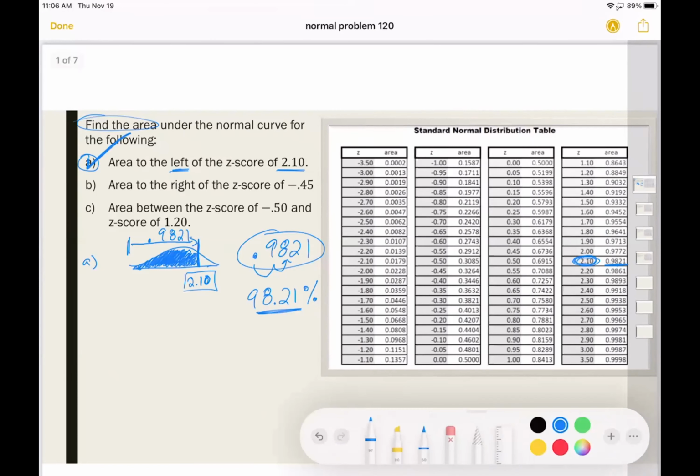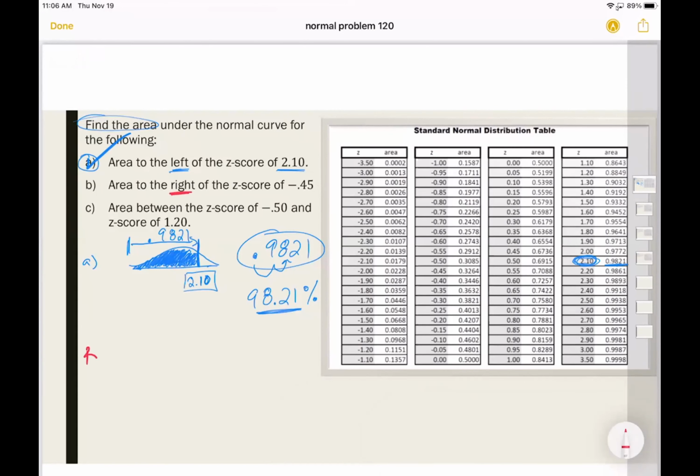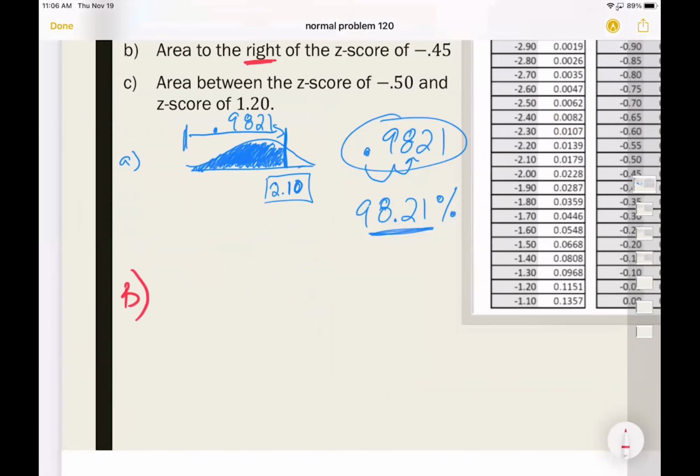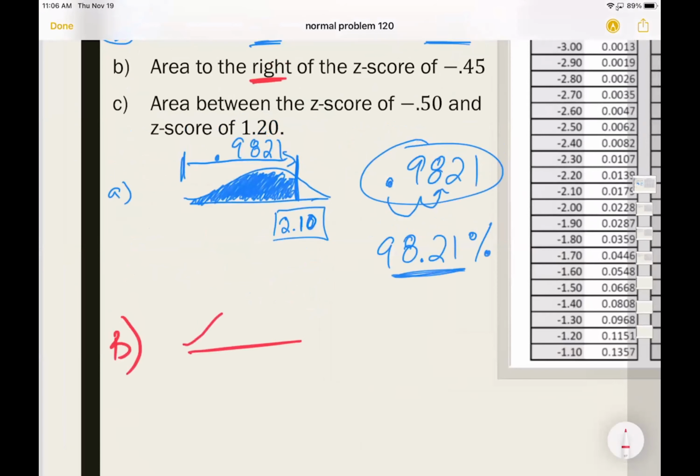Now, what happens if they ask you for the area to the right? For B, the area to the right, first of all, sketch your normal distribution curve. I won't grade you on your sketching, so don't grade mine. The sketching part just tells you which side this is, and it doesn't matter where you draw your line. To make it a little bit realistic, my line is somewhere to the left of 0 because it's negative. Do you agree that this is the area they ask you to find?